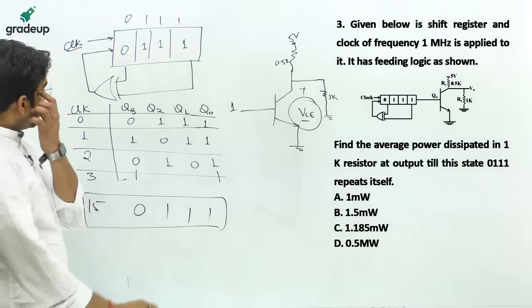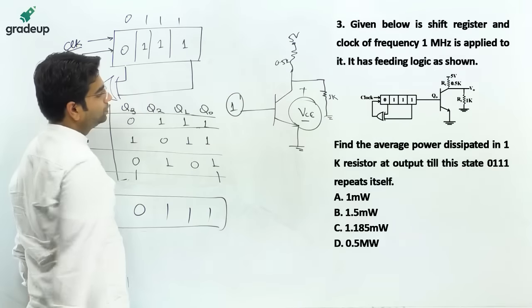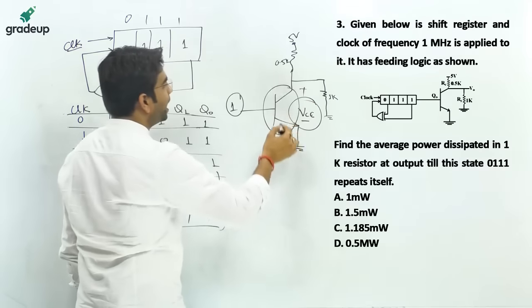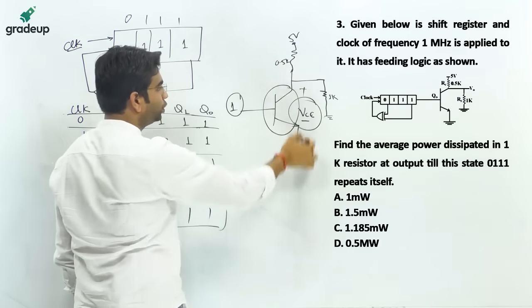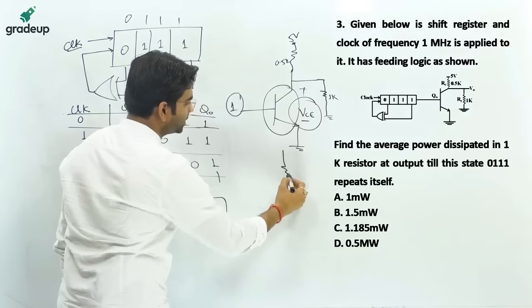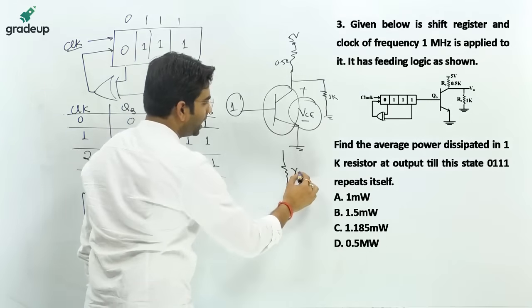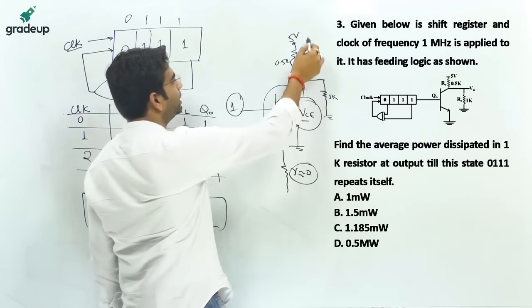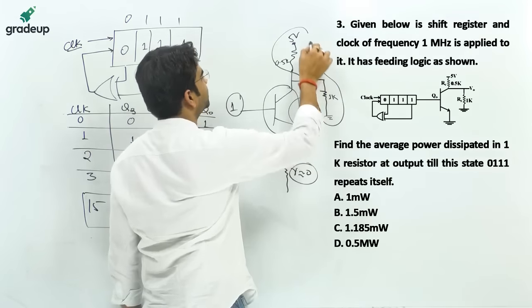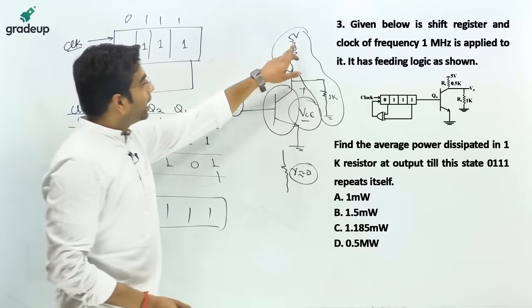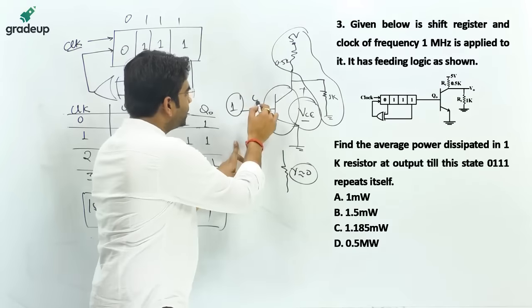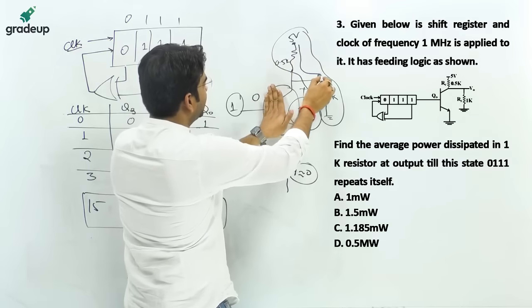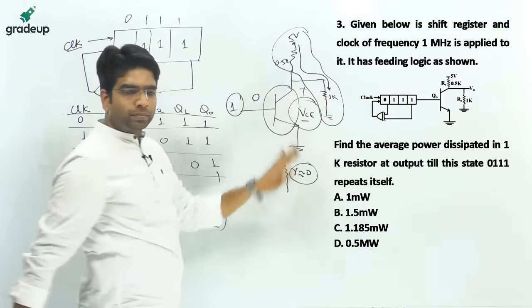If 1 comes here, it will be acting as on state, and the resistance of VCE will be nearly equal to 0, suppose. Then calculate the value. The current will pass through this when this is 0. It will act as off and the current I will travel through this path. I hope you are getting it.